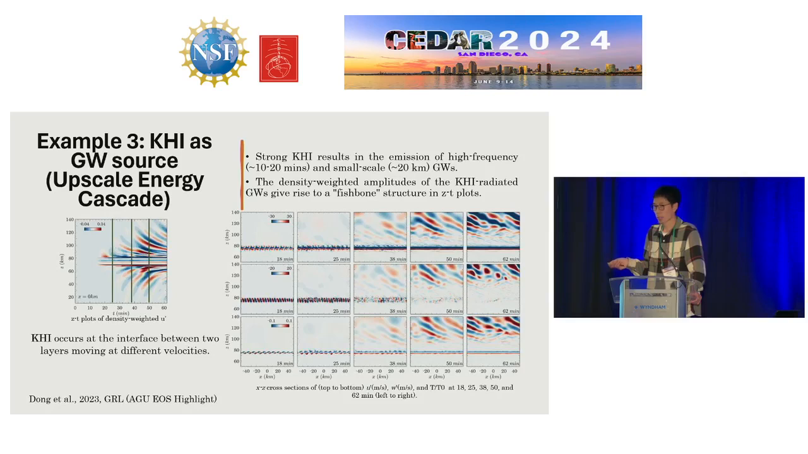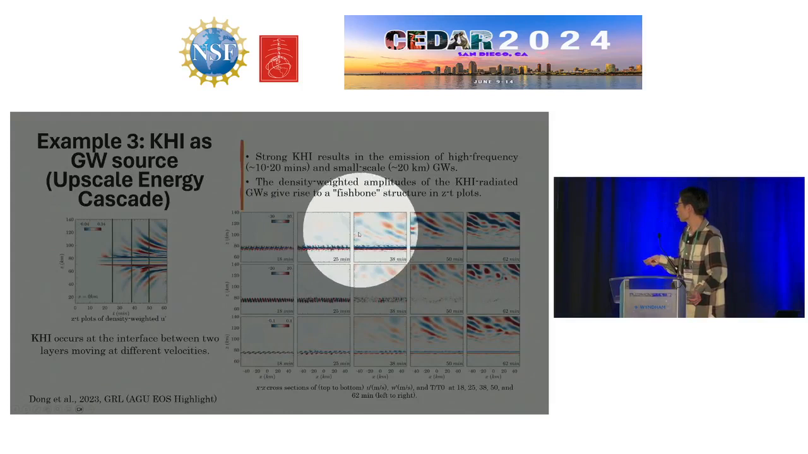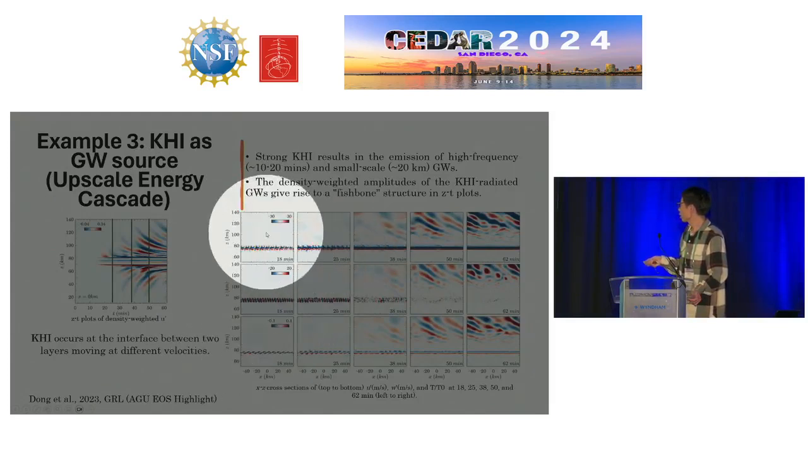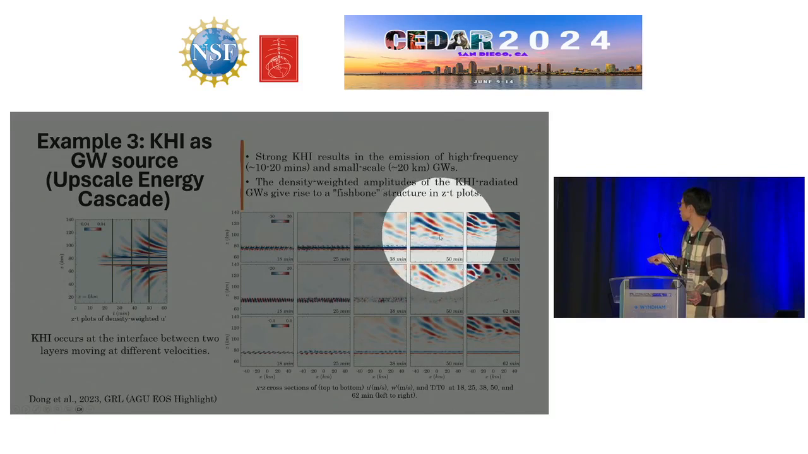In this case, I put a shear at around 80 kilometers, and this shear is specified by the initial gravity waves. This figure shows different variables: the horizontal wind, vertical wind, and temperature. We can see from this figure that at the very beginning, the strong shear can cause strong KHI. And after some time, those KHI can generate some large-scale and high-frequency gravity waves.